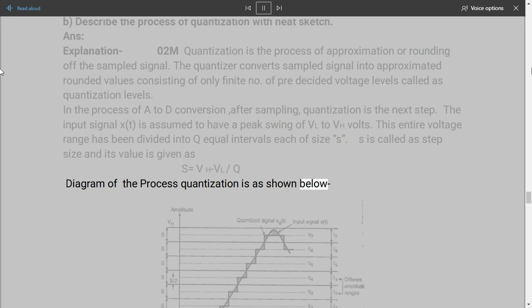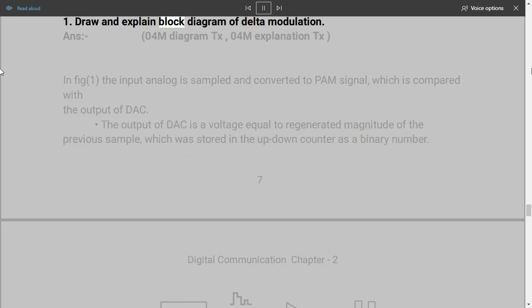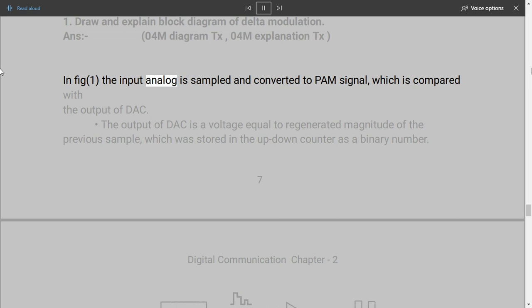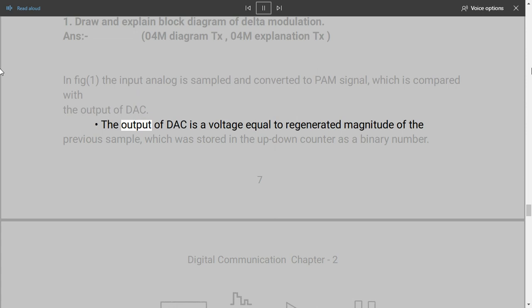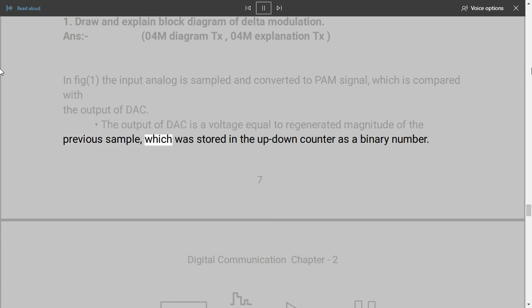1. Draw and explain block diagram of delta modulation. Answer: 4 marks diagram of transmitter, 4 marks explanation of transmitter. In Fig. 1, the input analog signal is sampled and converted to a PAM signal, which is compared with the output of the DAC. The output of the DAC is a voltage equal to the regenerated magnitude of the previous sample, which was stored in the up-down counter as a binary number.